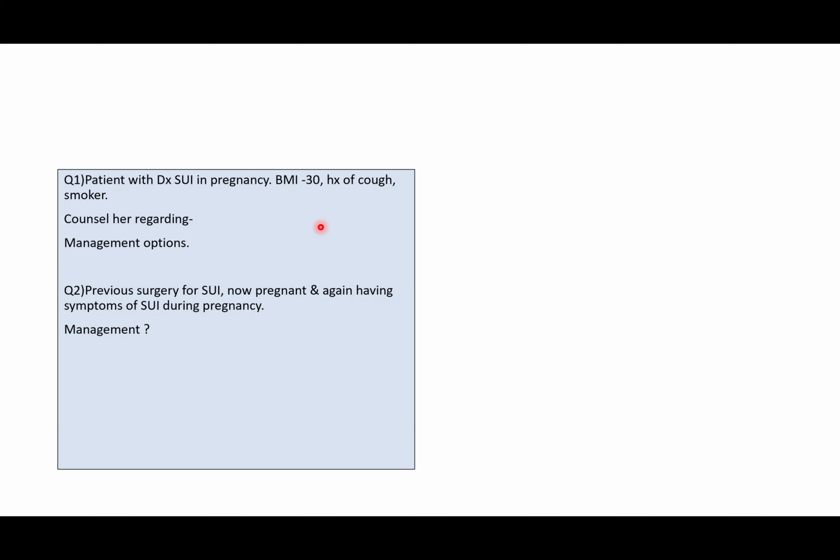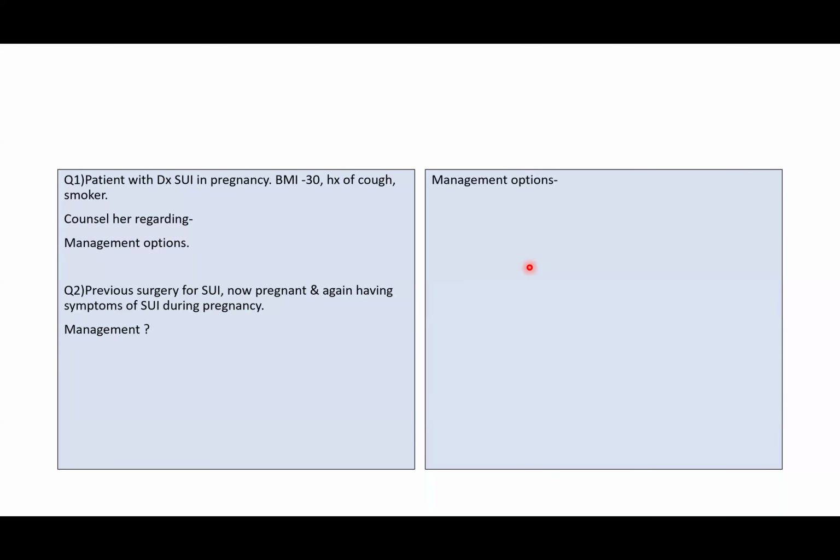Okay. She has been diagnosed with urinary incontinence in pregnancy. So when you are managing her, again, you will start with the simple things. Lifestyle modifications. For the cough, you will address the cough. Stop smoking. BMI is 30. Tell her to reduce the BMI. And pelvic floor muscle exercise, the pessary. Management option. What else? Cesarean section? No, my dear. During the pregnancy, it is only conservative management.